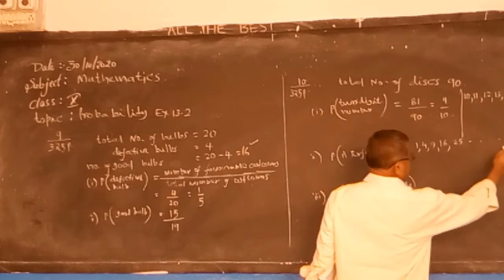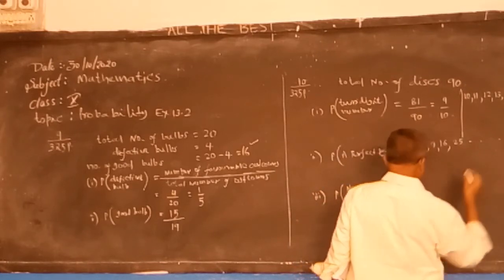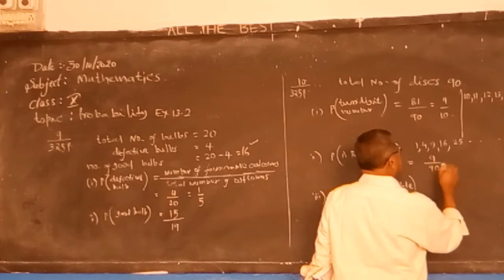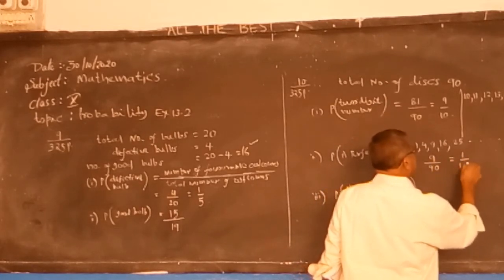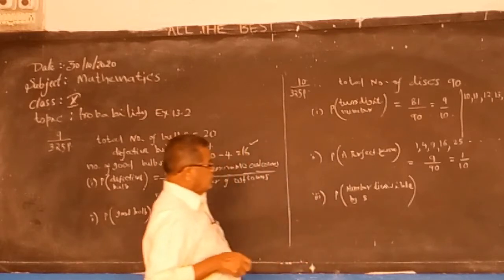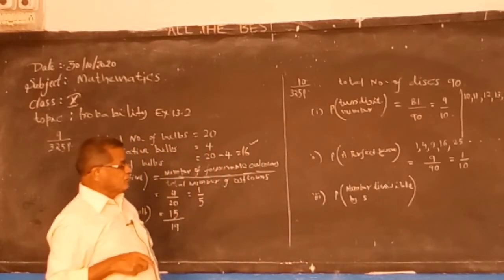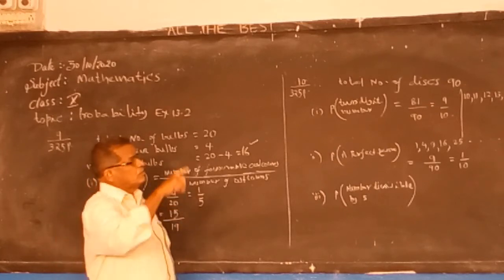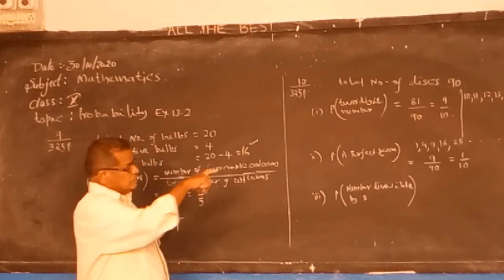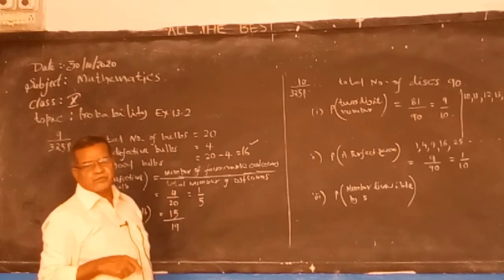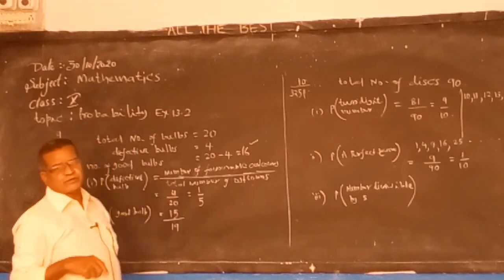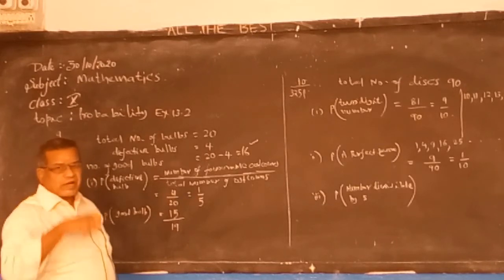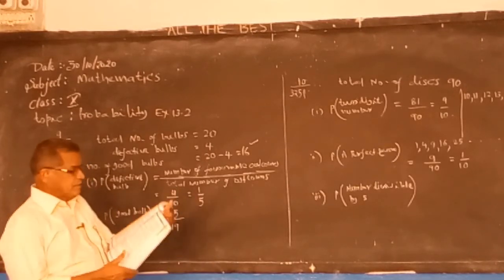The answer is 9 by 90, that is 1 by 10. A perfect square. So the perfect squares among 1 to 90 are these 9 only: 1 squared, 2 squared, 3 squared, up to 9 squared. 9 by 90, that is 1 by 10.